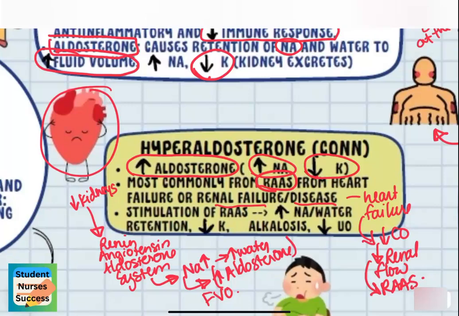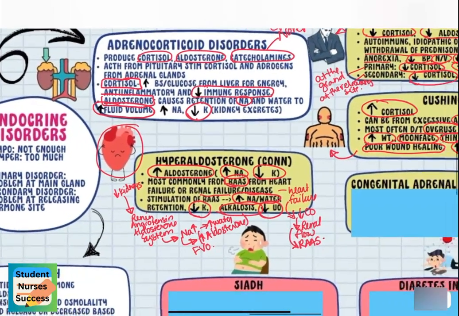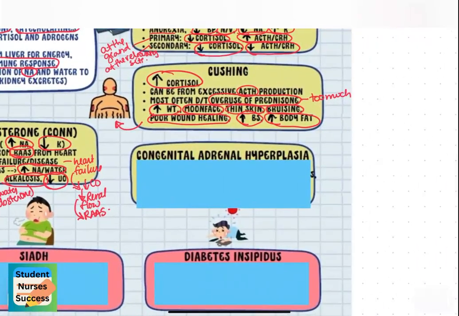Now, in hyperaldosteronism, you're going to see this drop in potassium levels. You're going to see this fluid and sodium retention. You may see the development of alkalosis, and you're going to see decreased urine output because the body's holding on to fluid. We're going to go over here and talk about congenital adrenal hyperplasia.